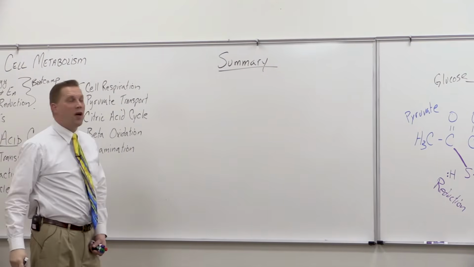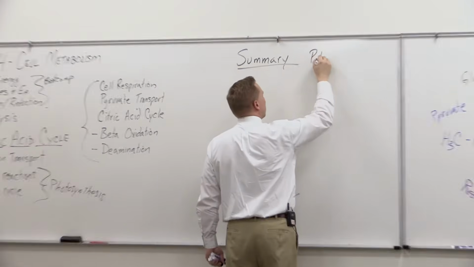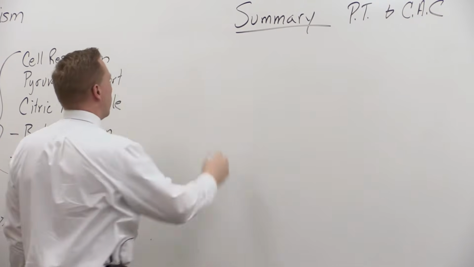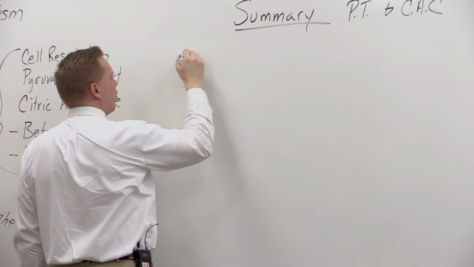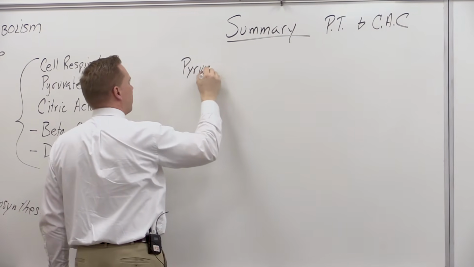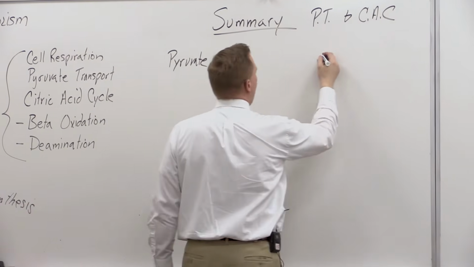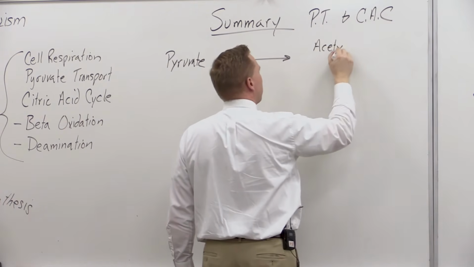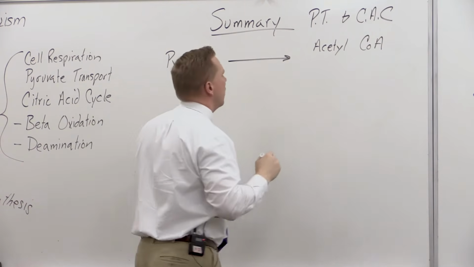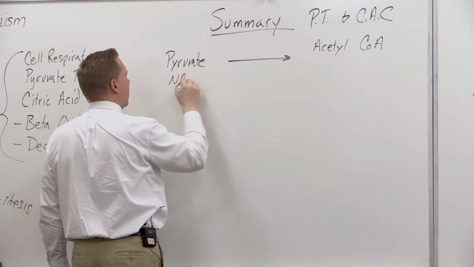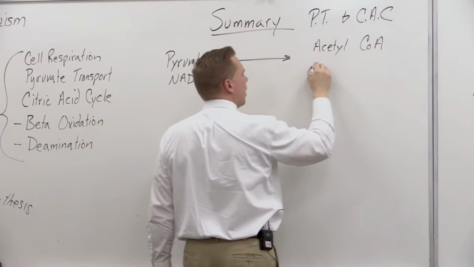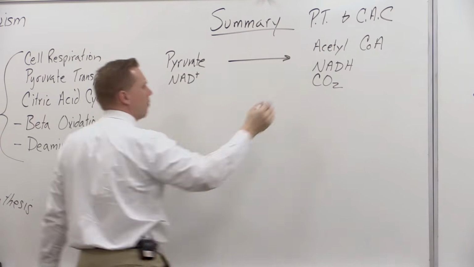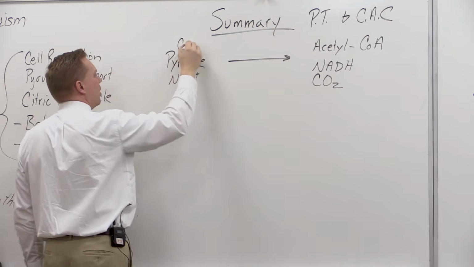Let's do a little accounting and a summary of pyruvate transport and our citric acid cycle. So for the pyruvate transport, we started out with pyruvate, and out of that we got an Acetyl CoA. We also had an NAD plus that we put in, and we got an NADH, and we got a CO2. We also, I suppose we could put up here, that we got a CoA.